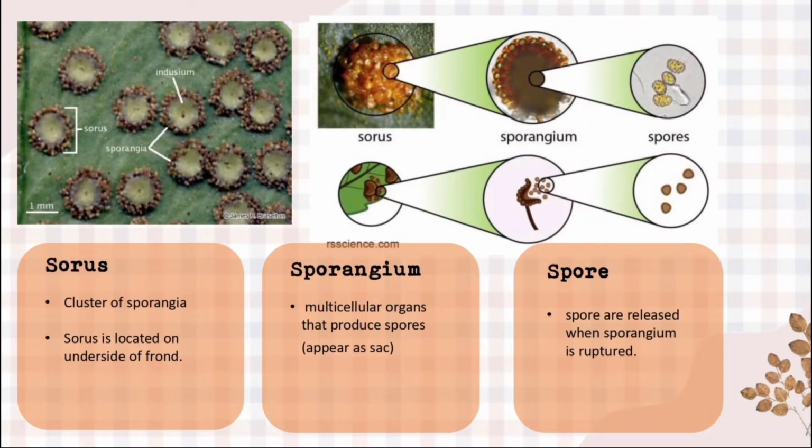Before that, what is sorus? Sorus is a cluster of sporangia. Sorus is located on the underside of the frond.